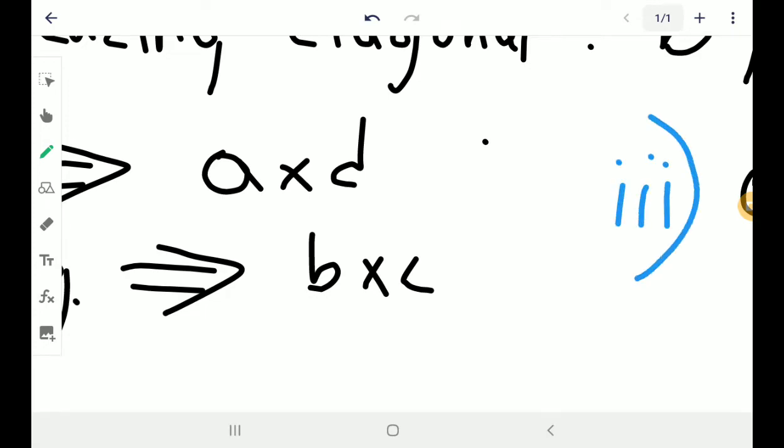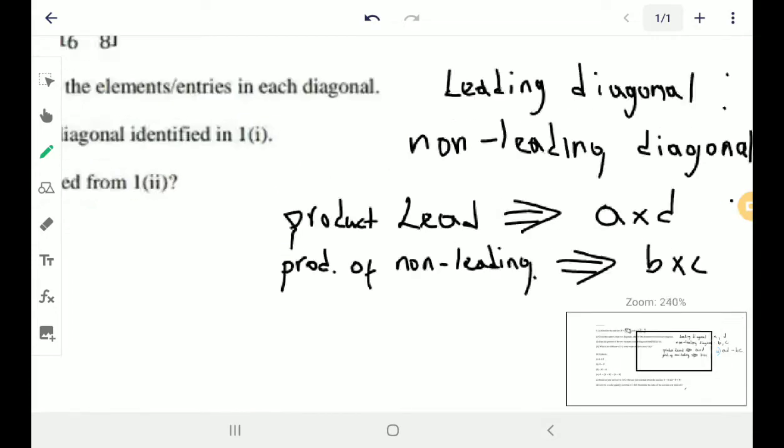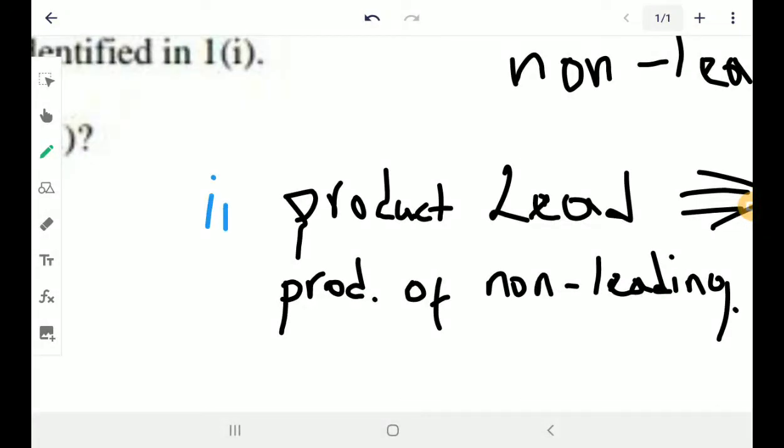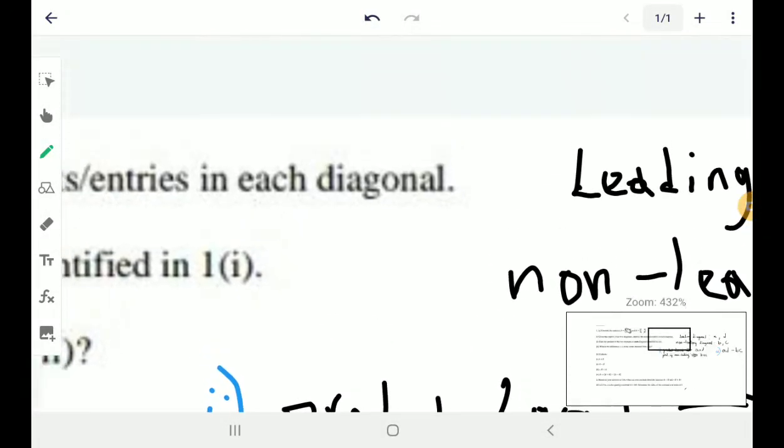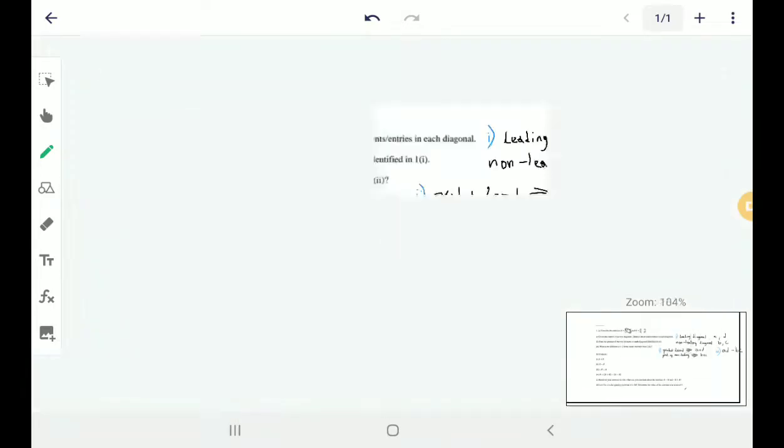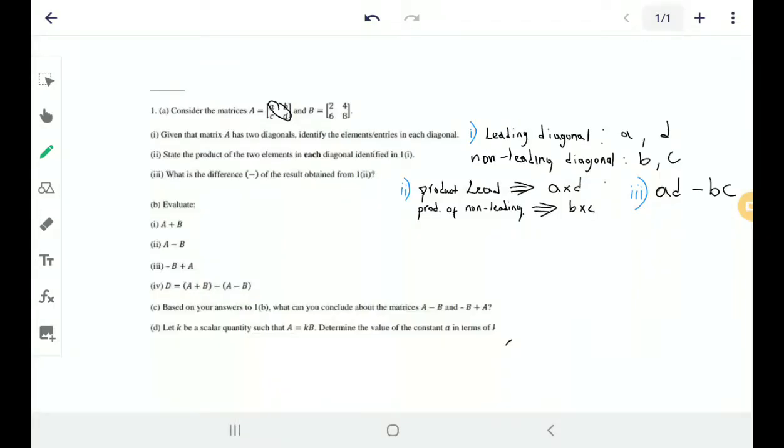Part 3. This is part 2. This is part 1. Okay, I believe that is clear. Alright, now it says evaluate. So given that we know what A is and we know what B is, we should be able to evaluate. So let's add those matrices.